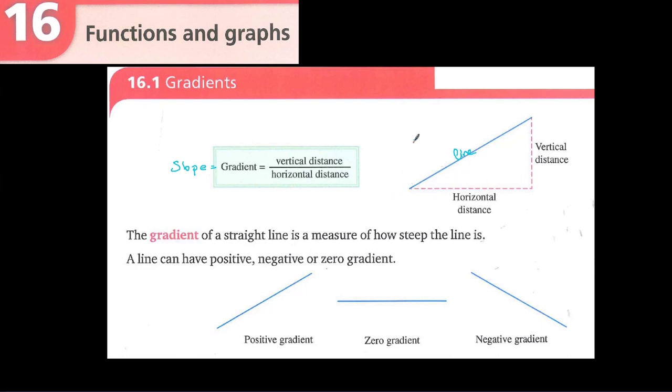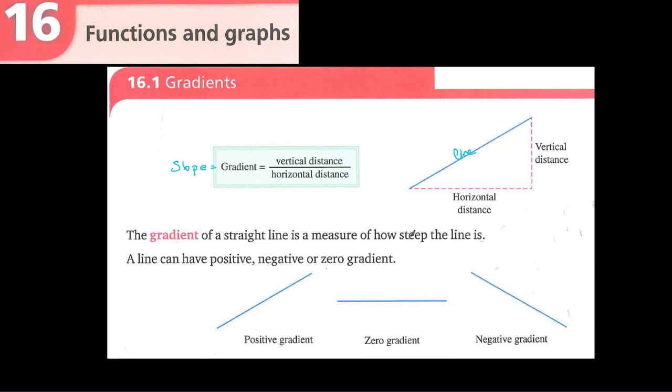Here the slope of this line is bigger than the slope of this line. So here the vertical distance is bigger, so the slope is bigger. With respect to that, we are measuring how steep the line is. There is also some extra information about straight lines. When it is inclined to the right side, it is a positive gradient.